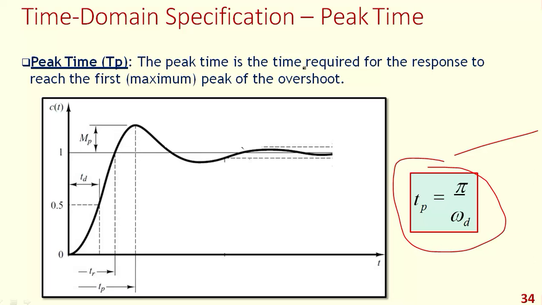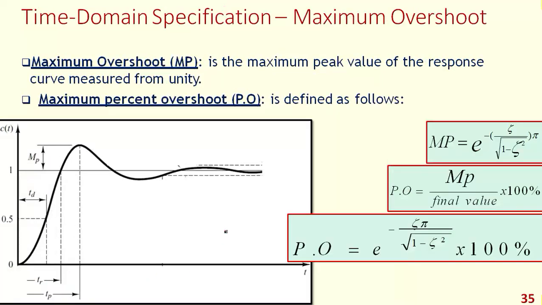It is the time required for the response to reach the first peak of overshoot. So the first peak of overshoot means this is the point. It starts from 0 and reaches the maximum peak value, which we call the peak time. Okay. Next, maximum peak overshoot. It is the maximum peak value of a response curve measured from unity. This is defined as follows.